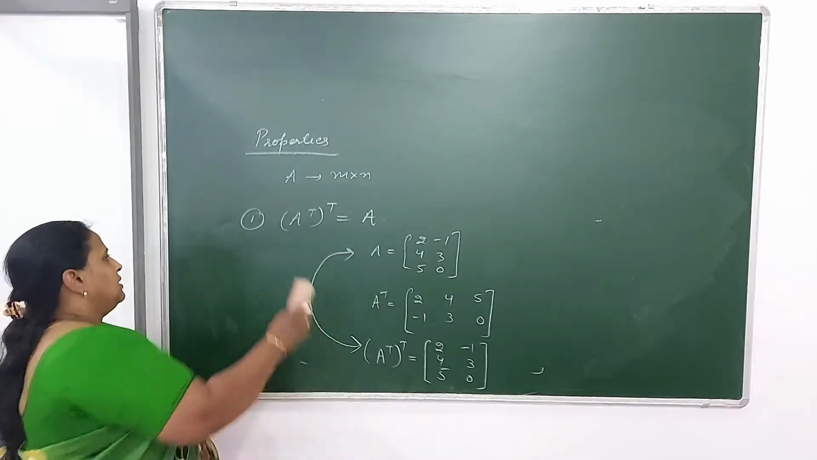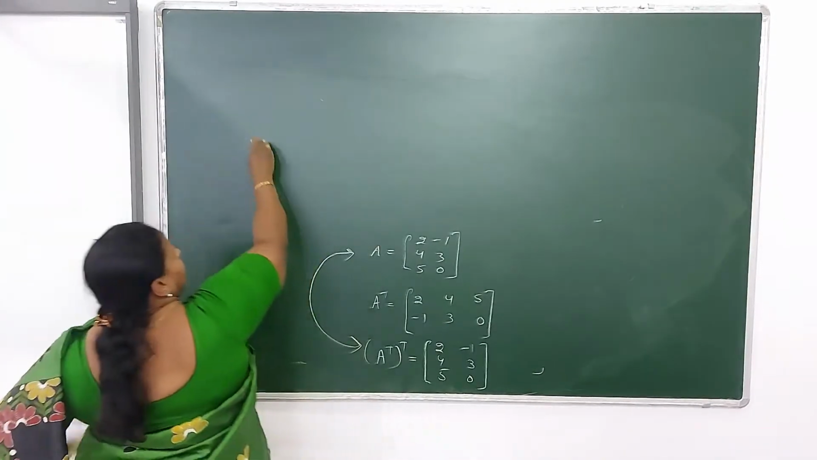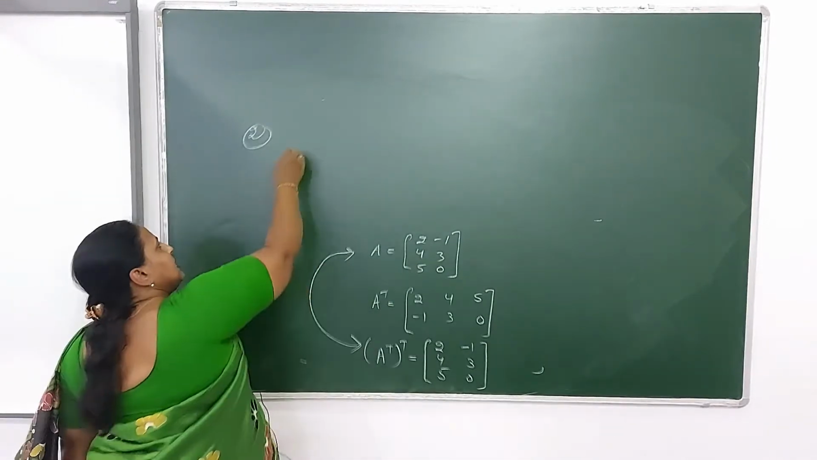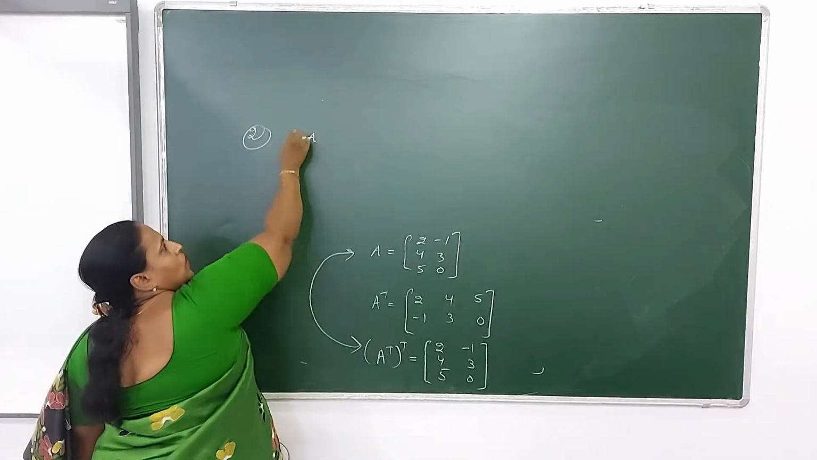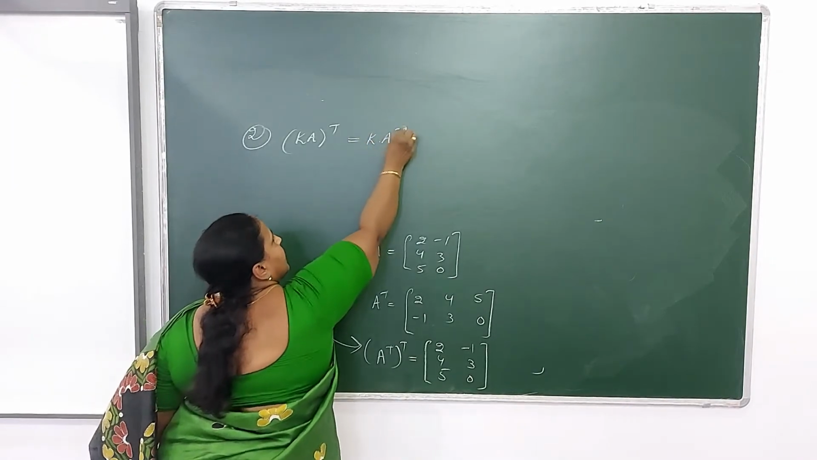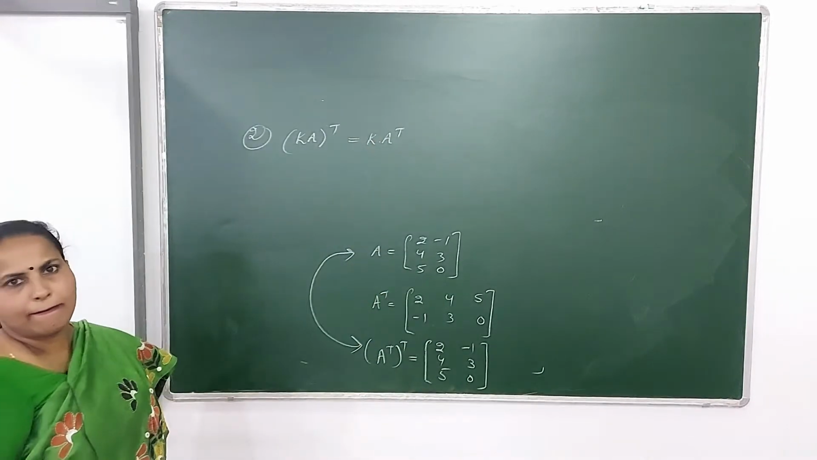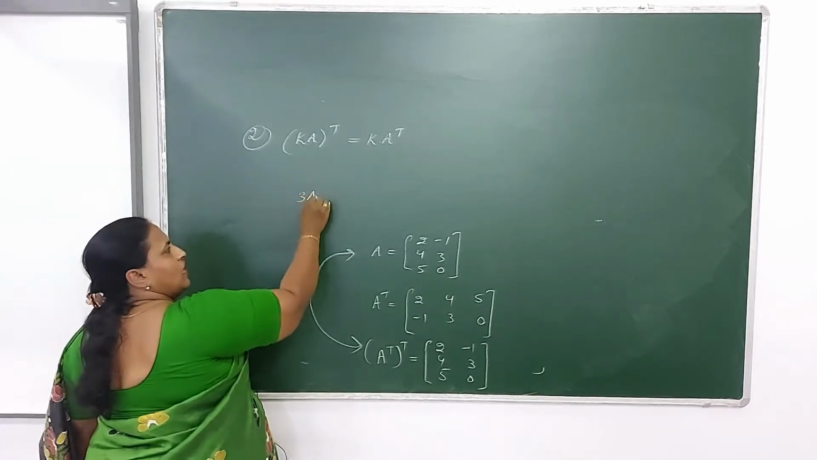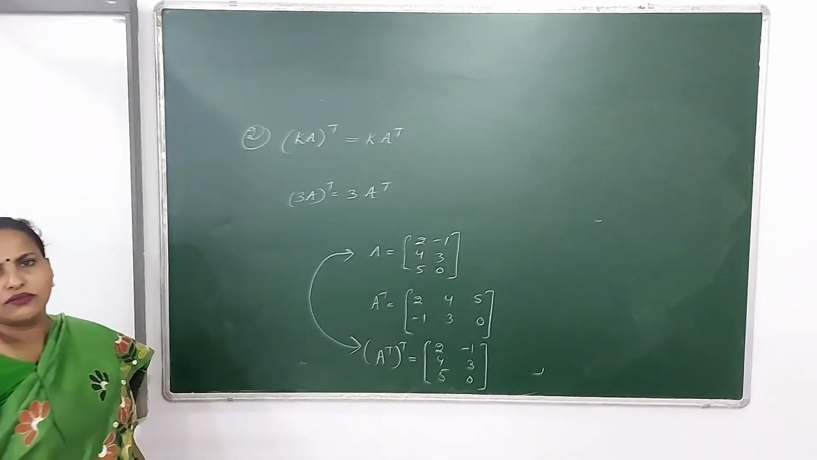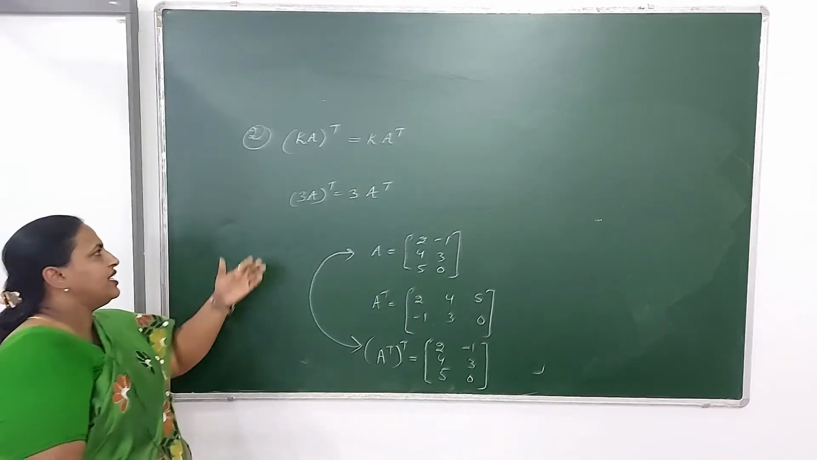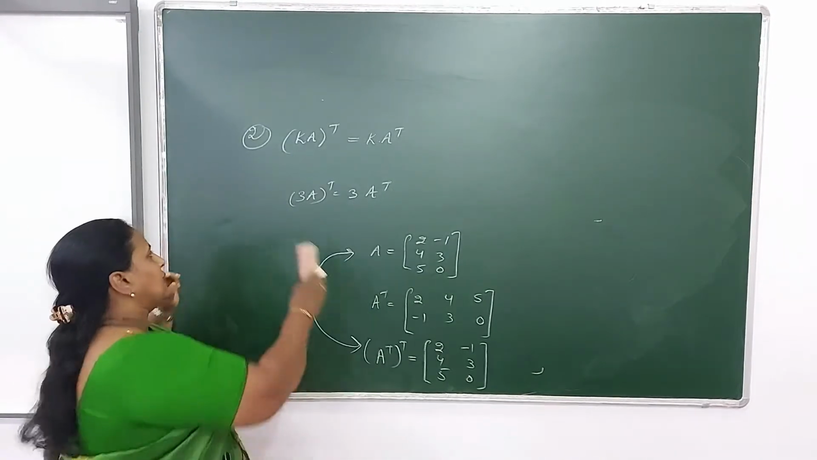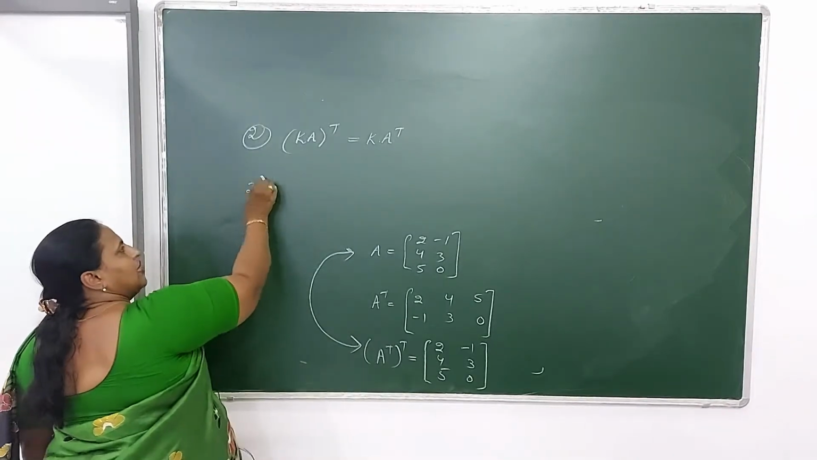Okay. Moving to the next one, second property. If K is any scalar, then K times A whole transpose will be equal to K into A transpose. What does this mean? 3A whole transpose will be equal to 3 times A transpose. I don't think that you need an example for this. So we can directly go for the third property.